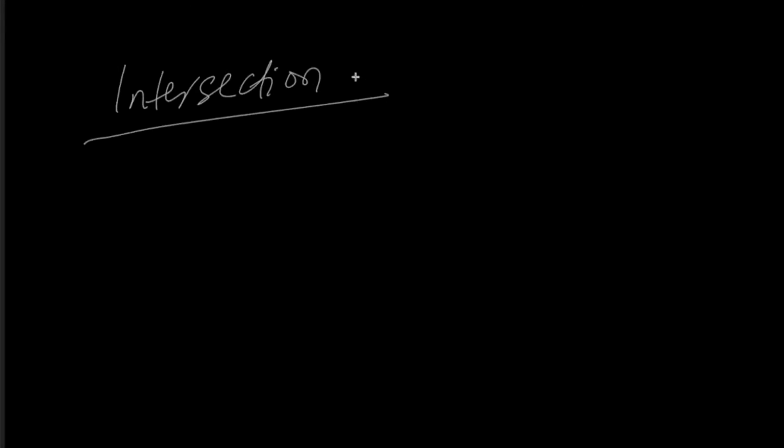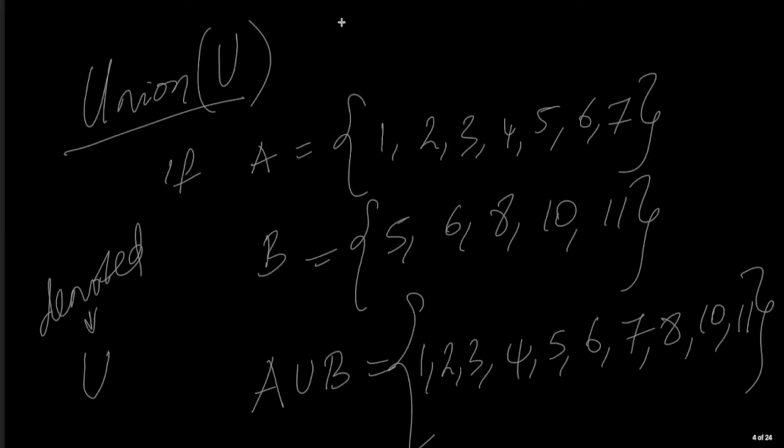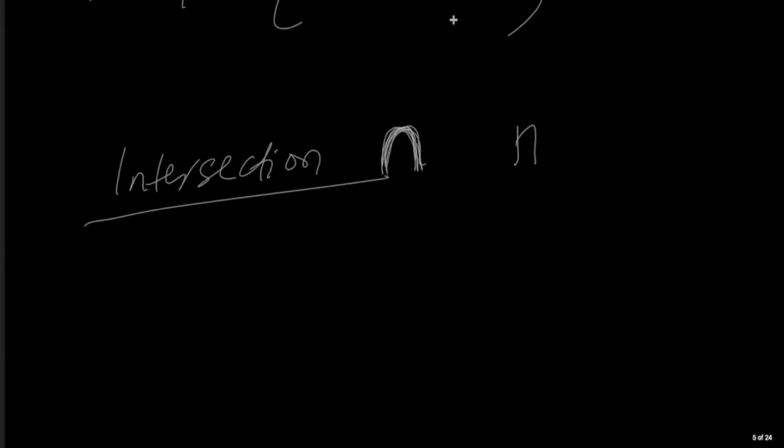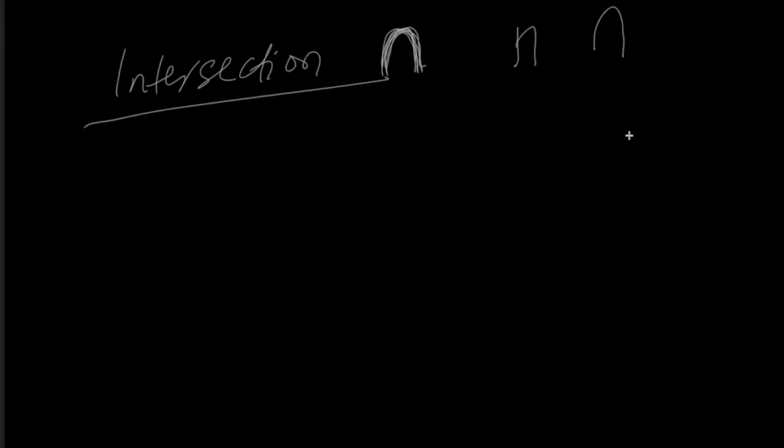Next is intersection. The intersection of two or more sets has a result of a set that contains only the common elements in them. It is denoted as this, ∩. It's like the opposite of union. This is not N, and also union is not U. No, we mean like this. Okay, let's continue on intersection.